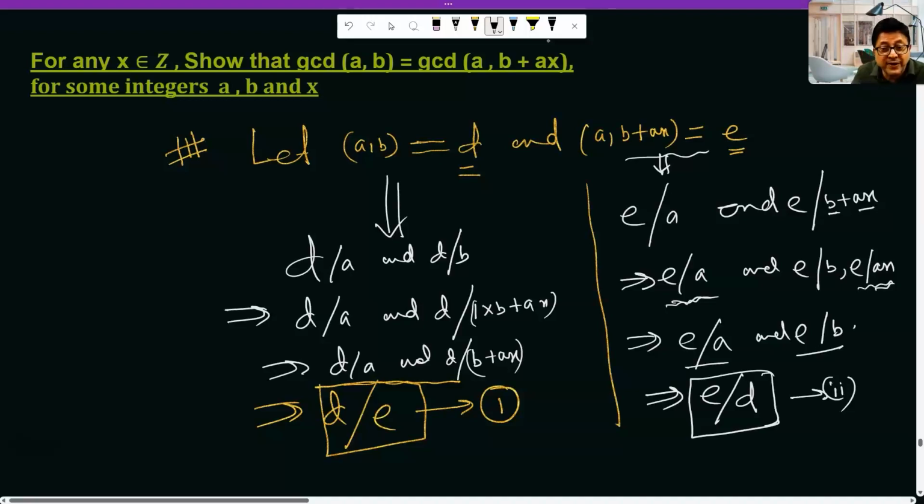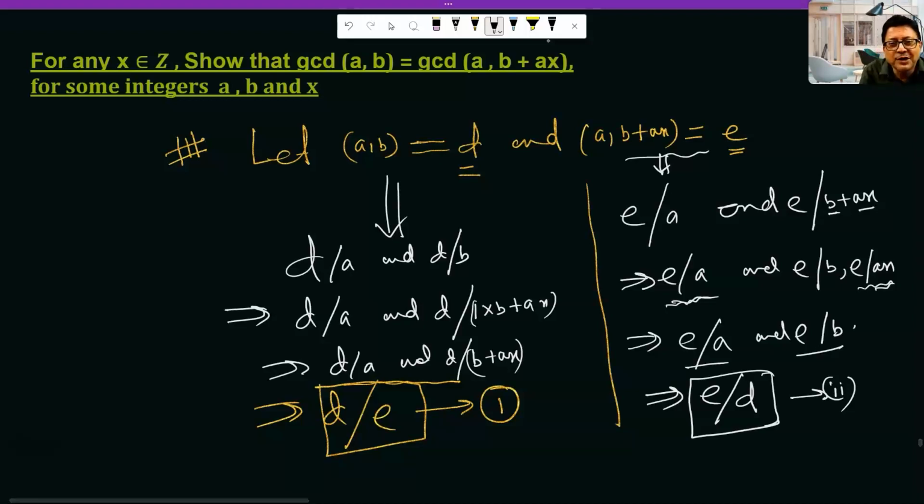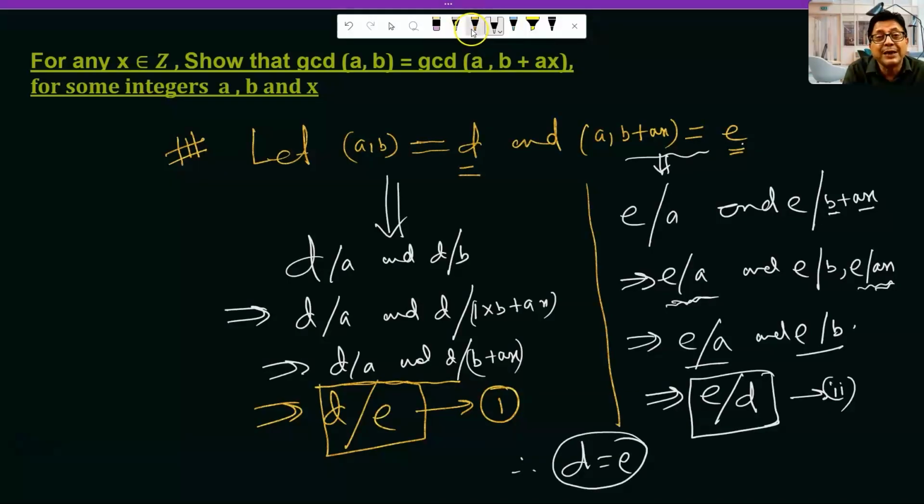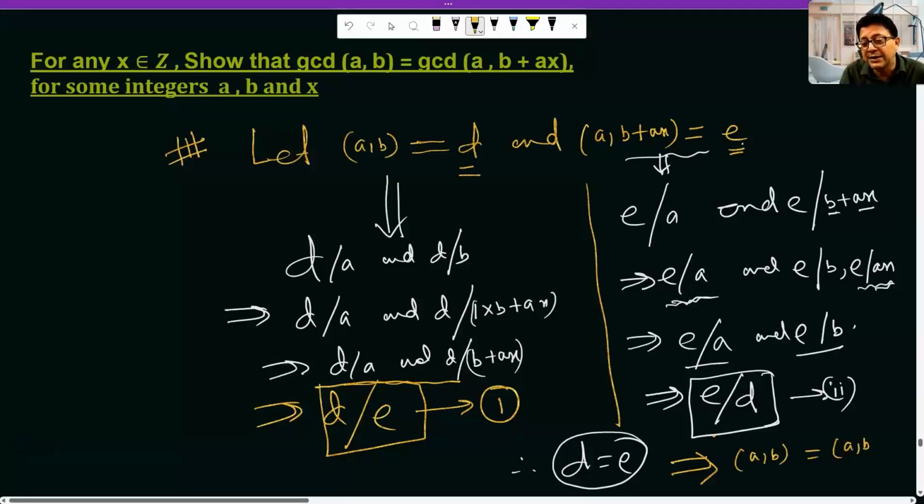Mathematics is fun, finally. You have got D dividing E and E dividing D. How is it possible if they are not equal numbers? So therefore, D must be equal to E. And this calculation will ensure that the GCD of A and B and the GCD of A and B plus AX are the same thing.